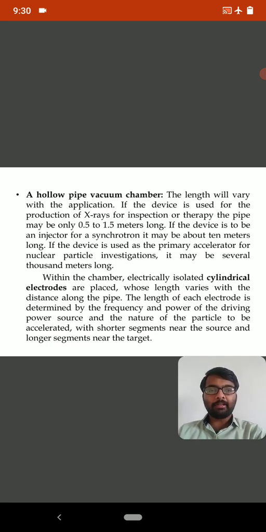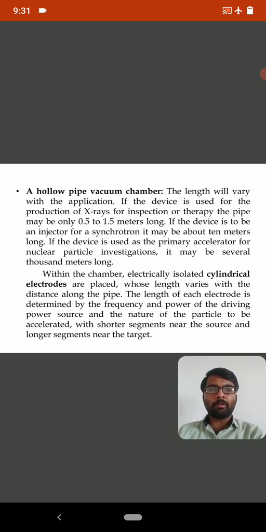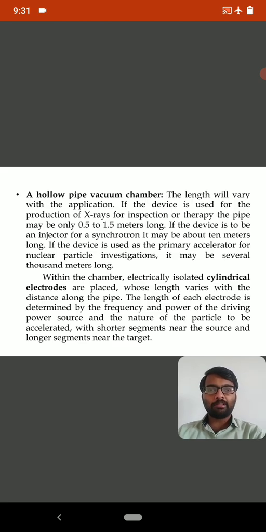Within this hollow pipe vacuum chamber, electrically isolated cylindrical electrodes are placed, which are called the drift tubes, whose length varies with the distance along the pipe. The length of each electrode is determined by the frequency and the power of the driving power source and the nature of the particle to be accelerated.